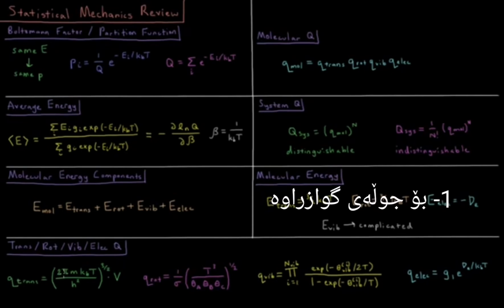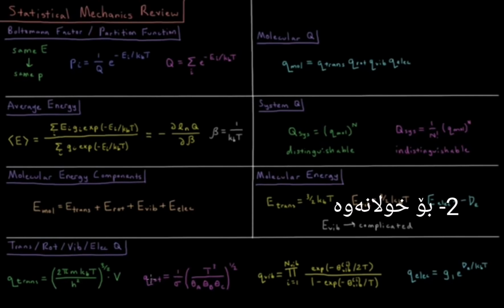For translations, it's 2 pi mkT over h squared, to the 3/2, times the volume. For rotations, it's 1 over the symmetry number times T squared over each of the rotational temperatures, if you have a nonlinear polyatomic, square root of all that. For vibrations, you have a product over each of the individual normal modes of e to the minus vibrational temperature over 2T, divided by 1 minus e to the minus vibrational temperature over T.